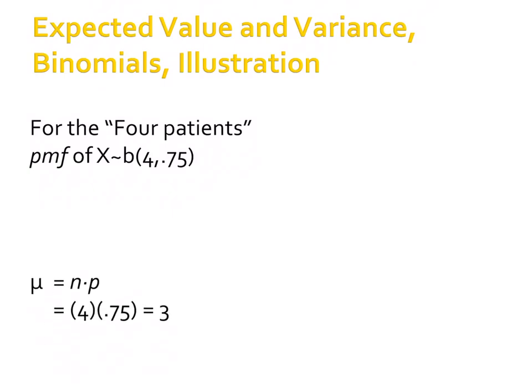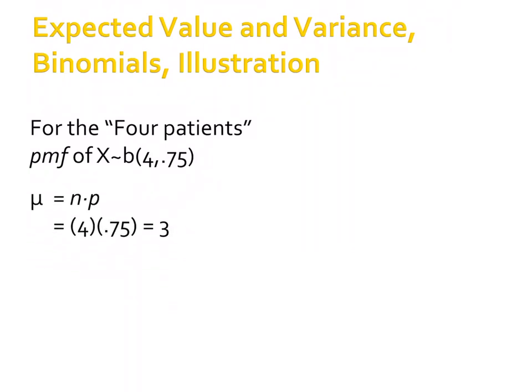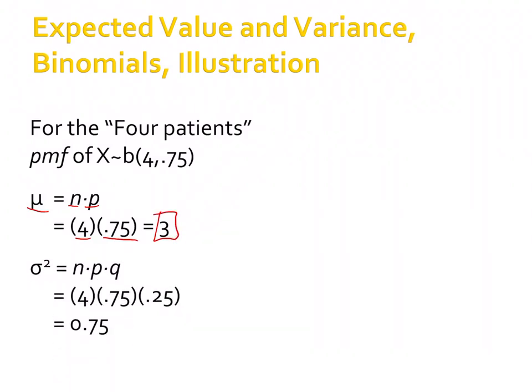Expected value and variance of binomials illustration. So for the 4 patients that we had, where we had x distributed as a binomial with n of 4 and 0.75 probability, to figure out our mu, take n times p, which is 4 times 0.75, which equals 3. So our mu, our average or expected value, is 3. Right? Kind of makes sense. If you had 4 patients at 75% success, you probably would expect 3 of them, on average, to be successful.